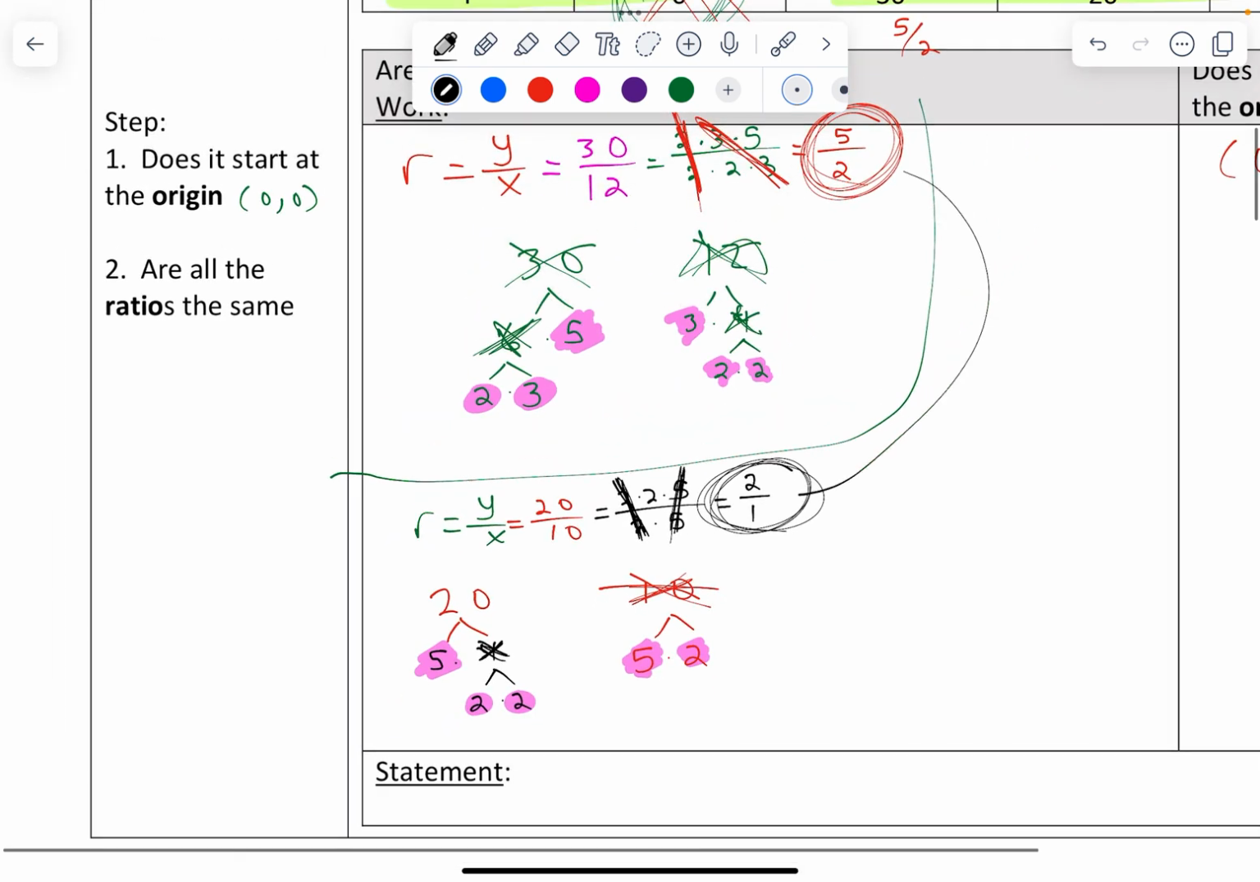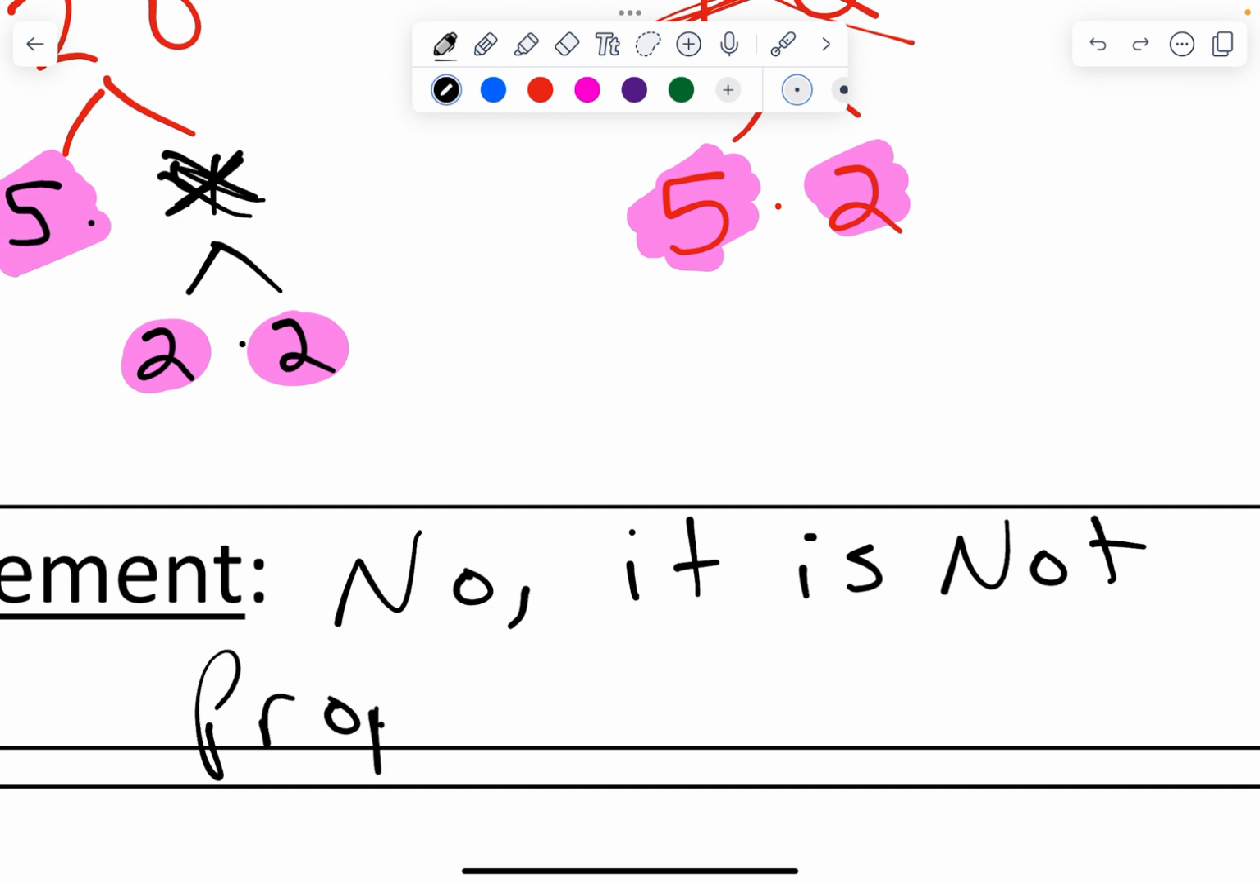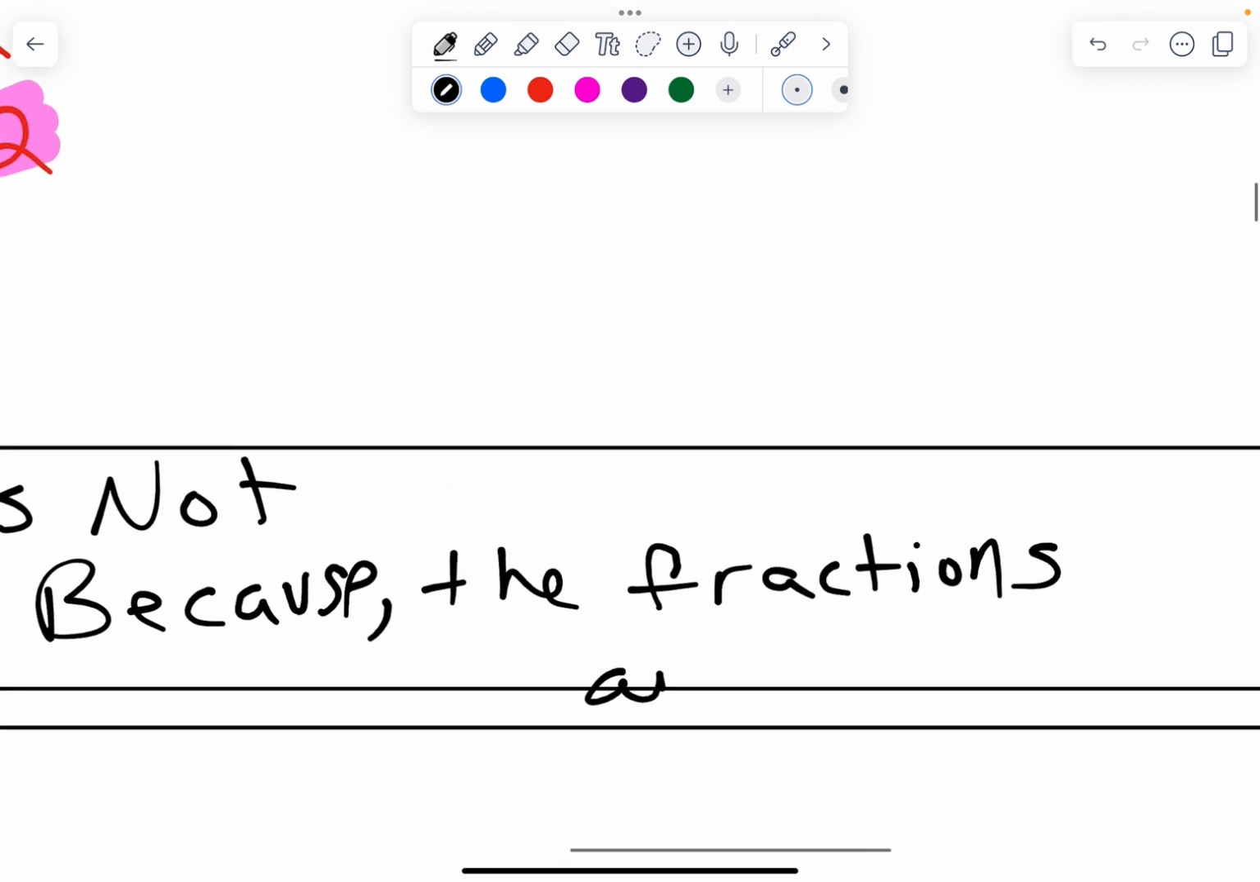Are these two numbers the same? No, they're not. So, no, it is not proportional. And the reason why is because the fractions are not the same. Really, it's straightforward as that, okay?